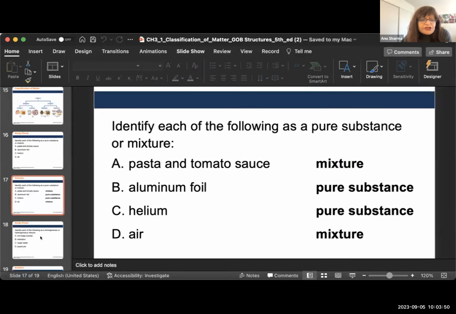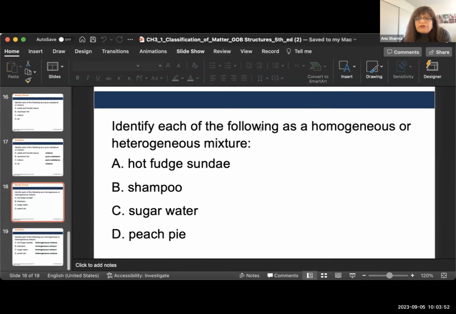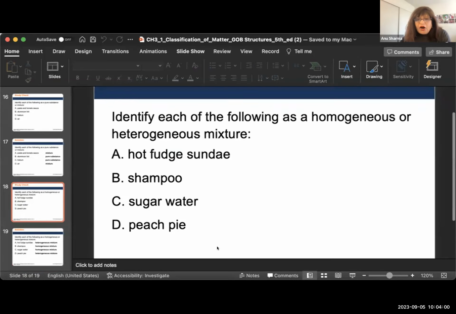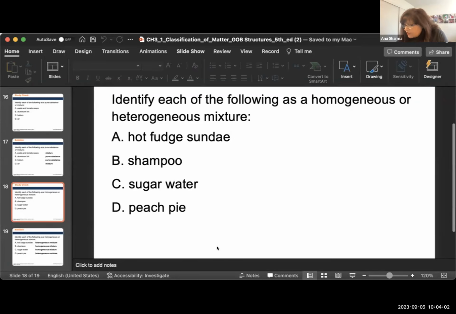Okay, so that's one thing. This type of question is going to be asked: identify which one is a pure substance, which one is a homogeneous or a heterogeneous mixture. Hot fudge sundae, homogeneous or heterogeneous mixture? It's like an ice cream with some kind of cream topping. So it is a heterogeneous mixture.